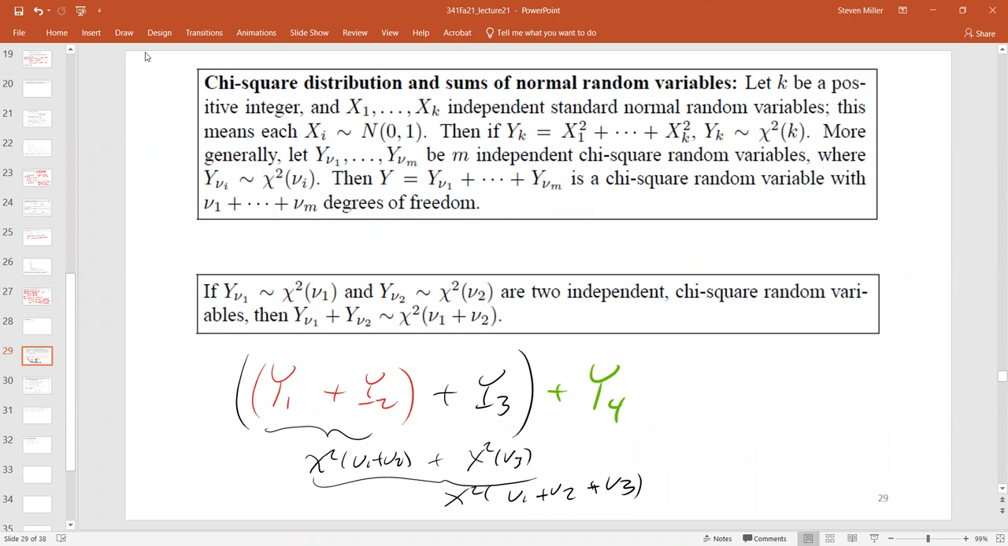Yeah, really what's going on is it really is an induction proof. And so induction is the nice formal way to write it, but essentially it's a proof by grouping parentheses. So it's all about grouping parentheses. And so we only have to prove this theorem in the special case when we have two chi-squared random variables that are independent. We don't have to do the general case. We get the general case essentially for free.